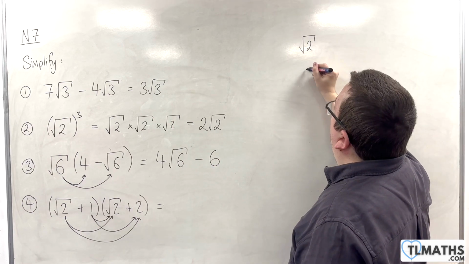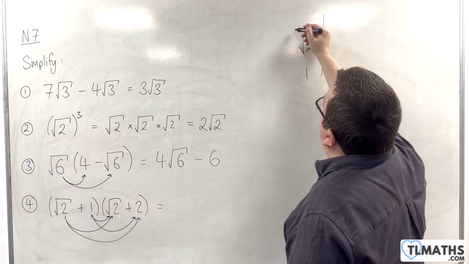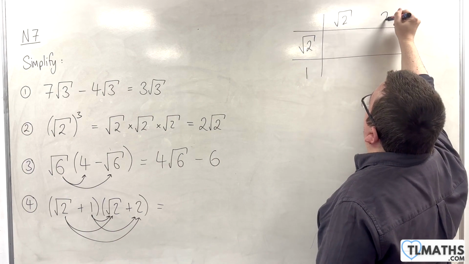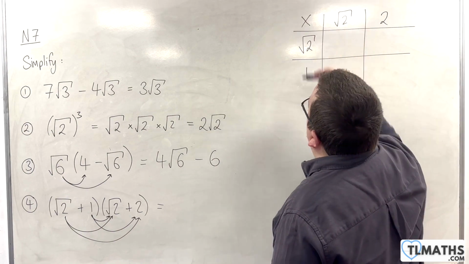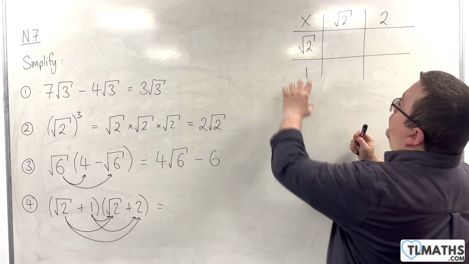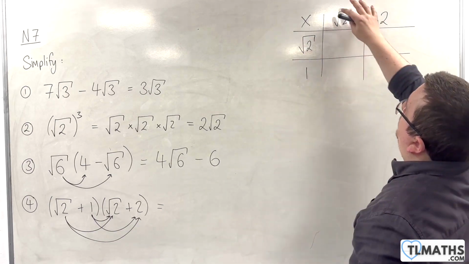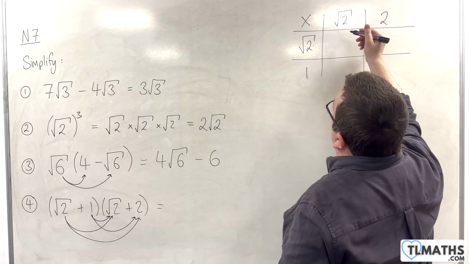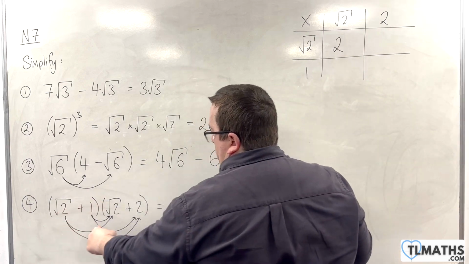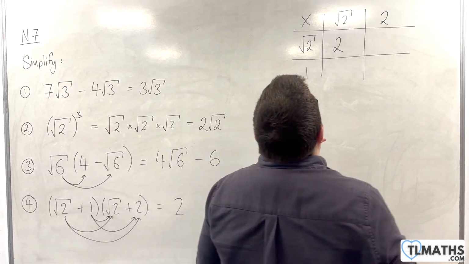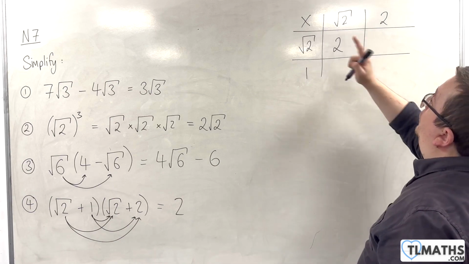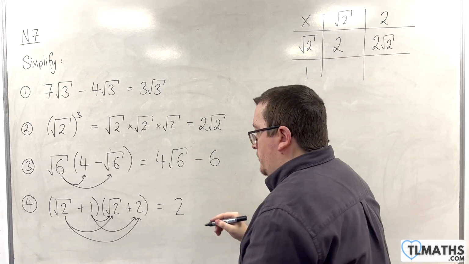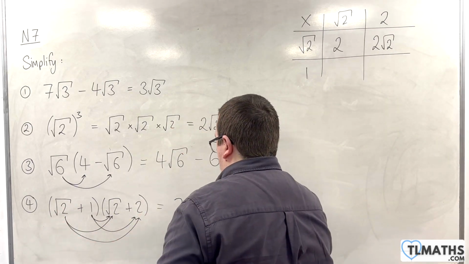So you have root 2 and the plus 1 multiplying with the root 2 and the plus 2. And you do it like a multiplication grid. So this is the first bracket, root 2 plus 1. Here's the second bracket, root 2 plus 2. So we have root 2 times root 2, which is 2. We have the root 2 multiplying with the 2. So that's 2 root 2.